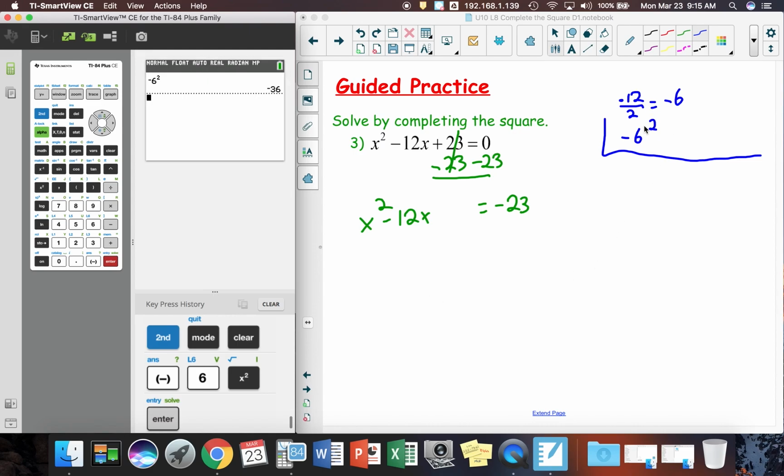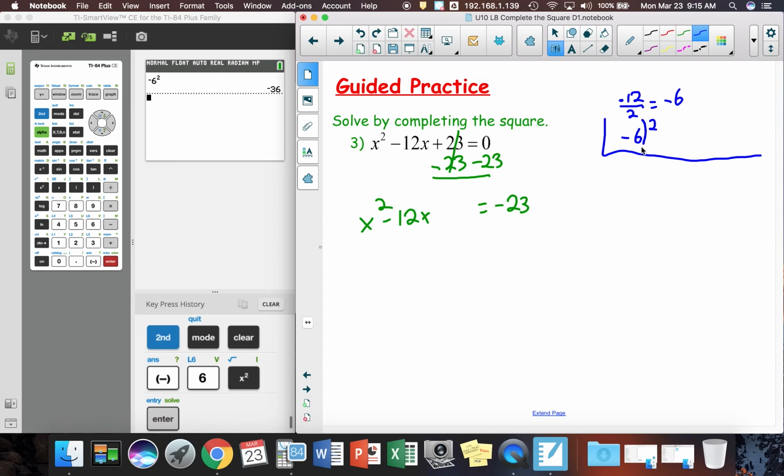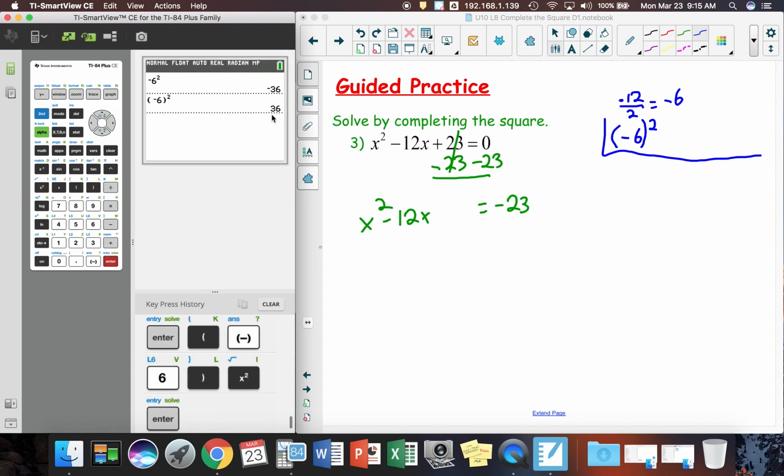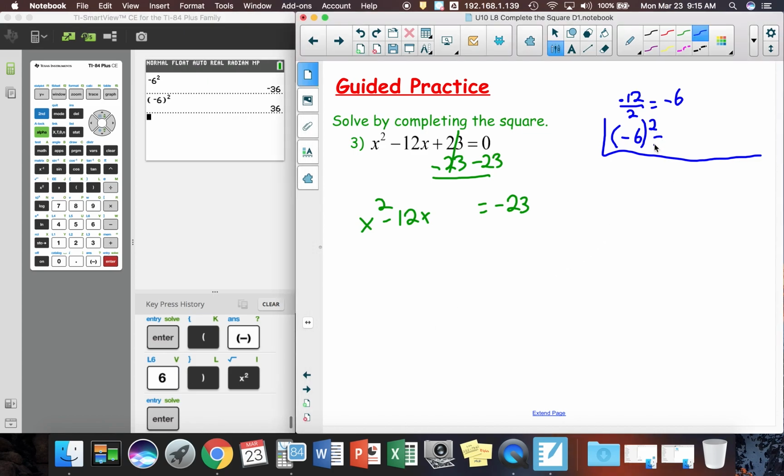Now that's not exactly right, and some of you guys might have been yelling at me through your screen. We need to use parentheses here, okay? As you can see, when I use parentheses, I get a different answer. So negative 6 squared, I get positive 36. Alright, this is what it should be. If you got a negative number when you squared, you probably forgot your parentheses. Make sure to include parentheses. So it equals 36. So I'm going to add this number to both sides. Plus 36, plus 36.